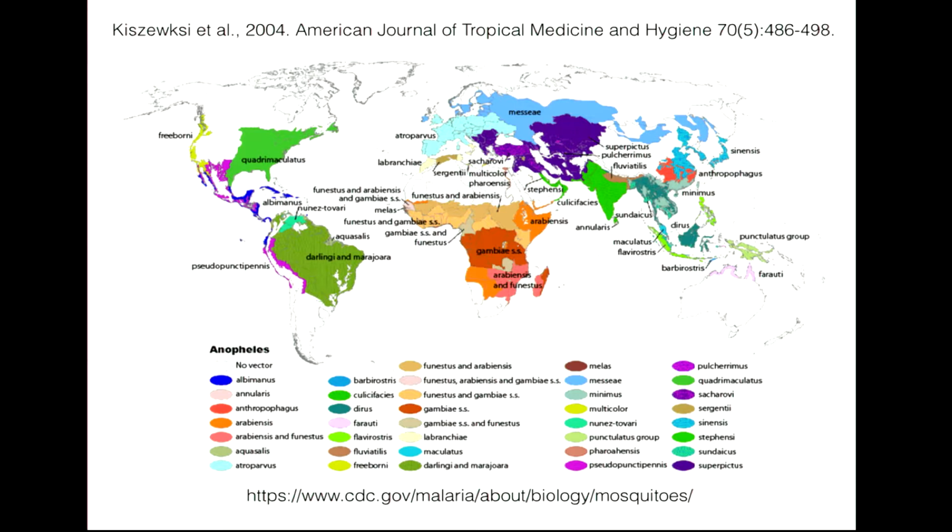This is a distribution of different types of vector, of different types of malaria species. You can see that there are significant variations. The species here is related to the species here. There are some similarities between different colors. The species that affects Africa is not the species that affects India, interestingly.